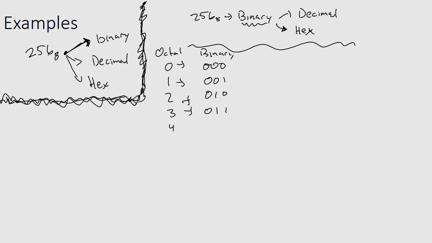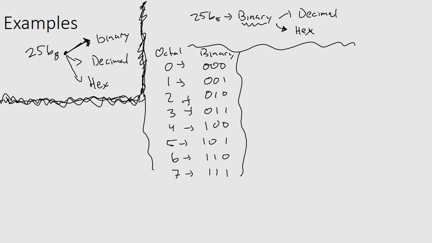4, let me put the arrows here. 4 is 1, 0, 0. 5 is 1, 0, 1. 6 is 1, 1, 0. And 7 is finally 1, 1, 1. And remember how I said this is an important set of numbers that you should remember. This is something you should memorize.